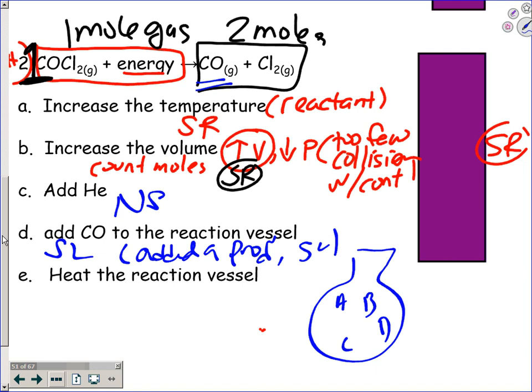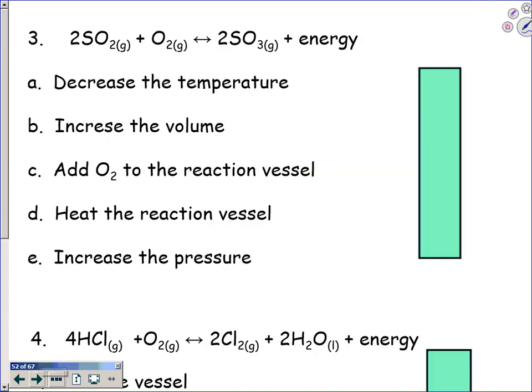Josh's table, heat the reaction. We said shift right. Increasing heat, which increases energy, would increase the reactants, therefore it needs to shift the opposite direction. Anytime you increase something, don't go towards it, go the opposite direction. Anytime you decrease something, what do you do? Go towards it. Right, that's going to make more of it. All right, so let's keep rolling.